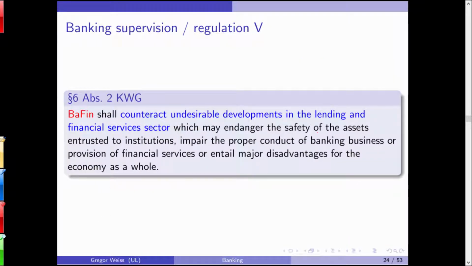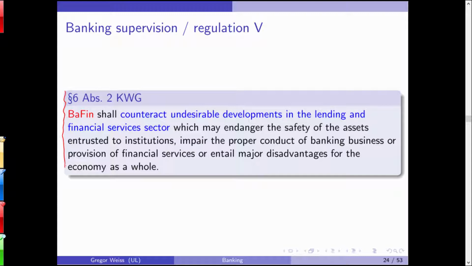And yes, it's all more or less governed by this section and this provision of the KWG, the Kreditwesengesetz. This is, of course, a translation; we don't have an English version. BaFin shall counteract undesirable developments in the lending and financial services sector which may endanger the safety of the assets entrusted to institutions, impair the proper conduct of banking business or provision of financial services, or entail major disadvantages for the economy as a whole.